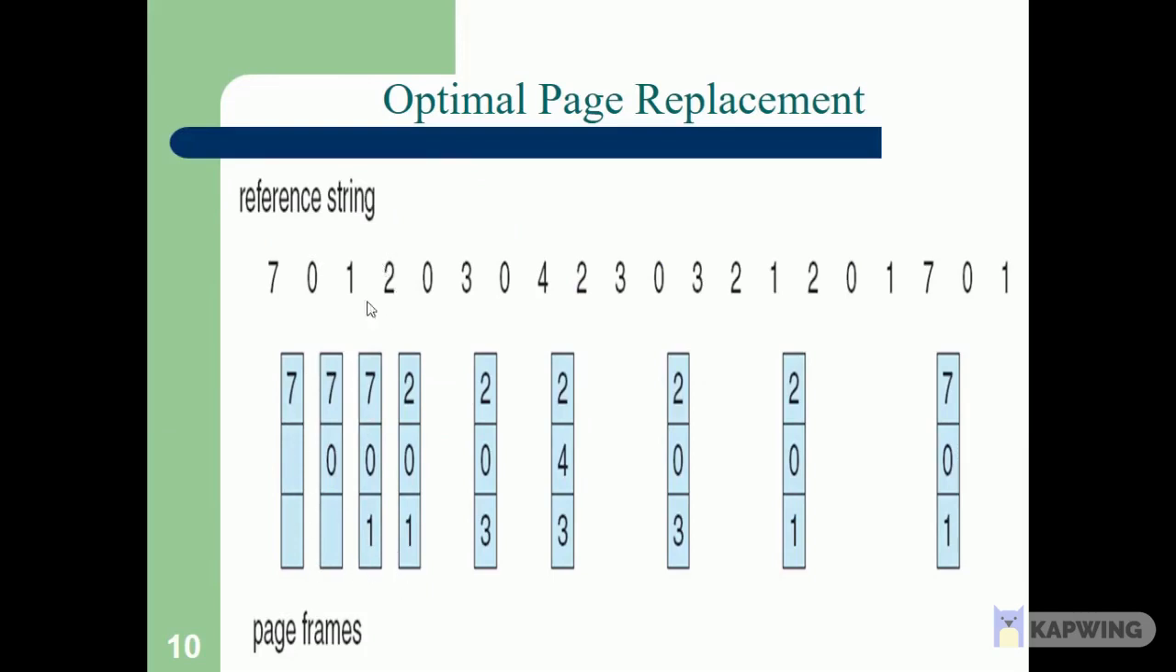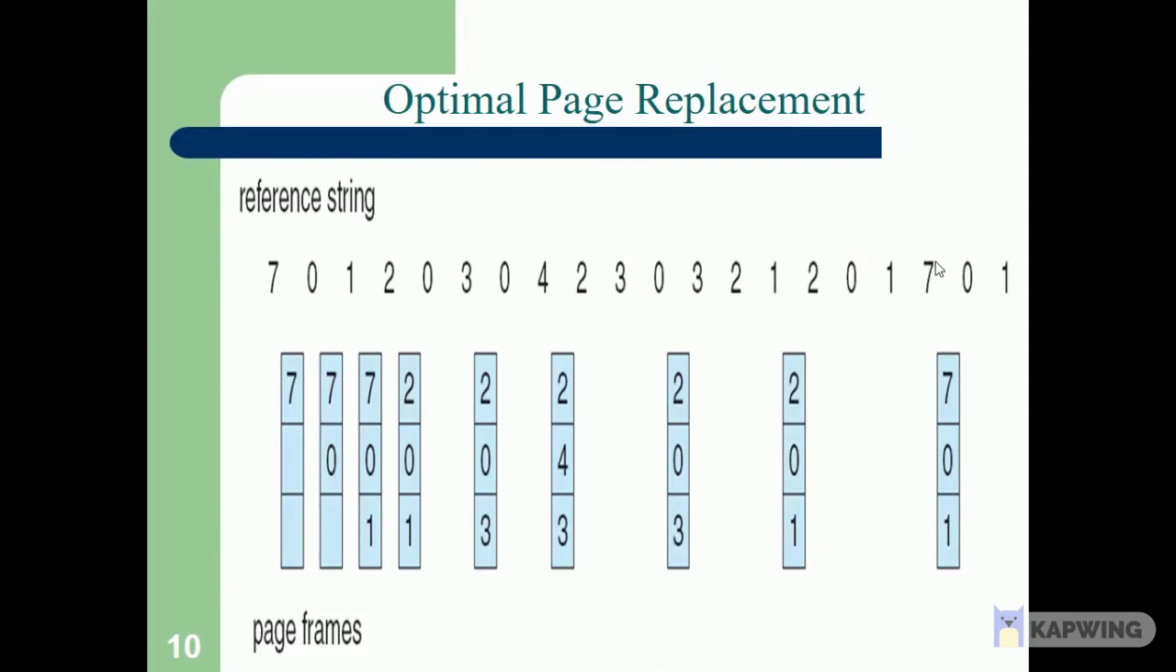Then the next page is 2. So 2 is not there in your frame, so a page fault occurs here. Now which page do we have to replace? Now from 7 0 1, 0 comes immediately after 2 in the future. Then 1 comes here, and 7 will come after 1. So which one is farthest in the future? 7 means it is coming at the end.